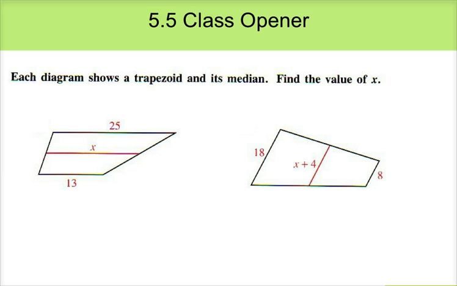All right, your class opener. Each diagram shows a trapezoid and its median. Find the value of x.